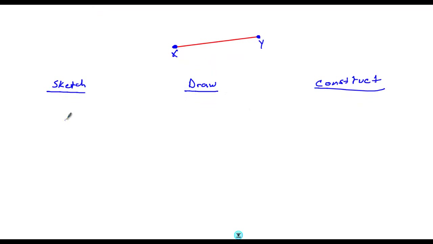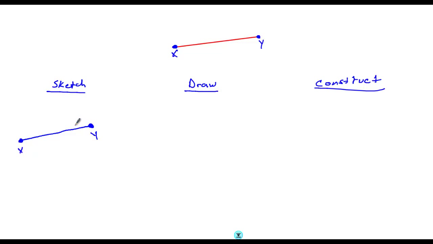Sketch means I look at segment XY and then I try to make one just like it, just using my pencil. So segment XY is going to have an X. It is going to stretch out to a Y. And there is my attempt at making segment XY using the sketch method. Not bad. It's good for your notes. Sometimes it's okay in your homework.